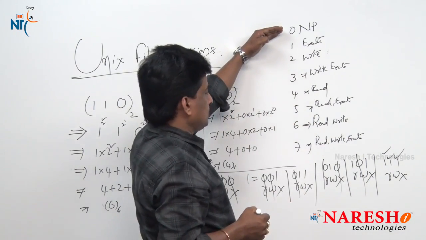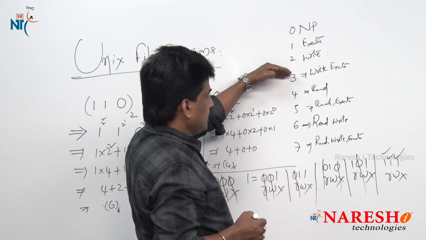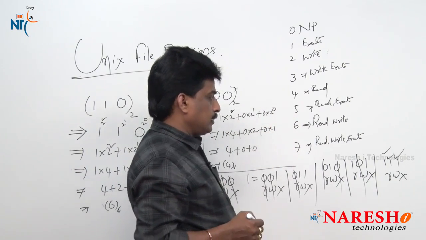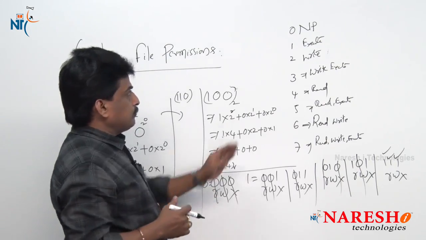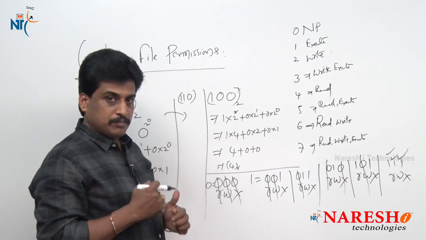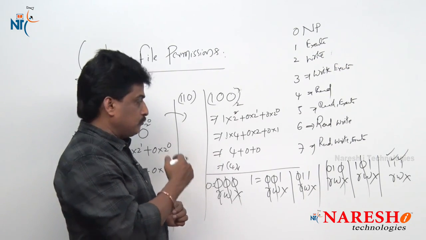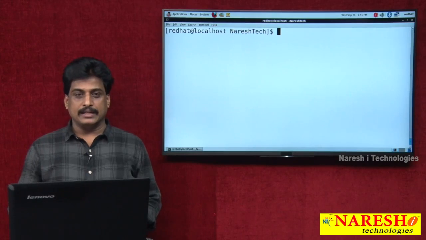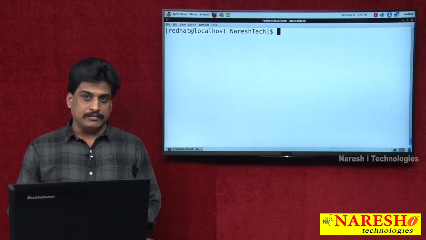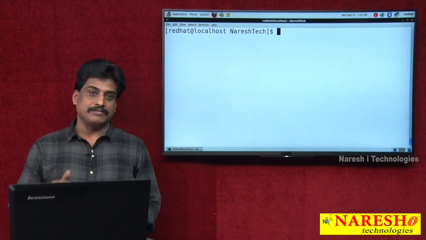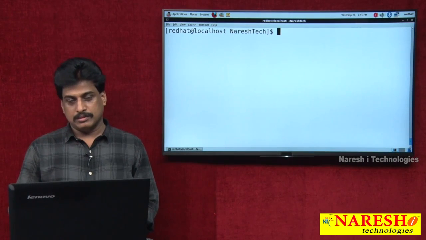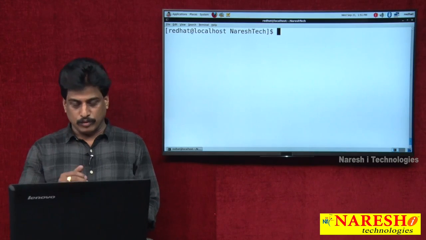So 0 no permission, 1 execute, 2 write, 3 write execute, 4 read, 5 read and execute, 6 read write, 7 read write execute. So perfectly we converted all permissions into the octal number system. These permissions we can practically apply on the system one by one. We'll observe this absolute mode practically. As I showed already very clearly, 0 to 7. 0 means no permission, 1 means execute permission, 2 means write permission.